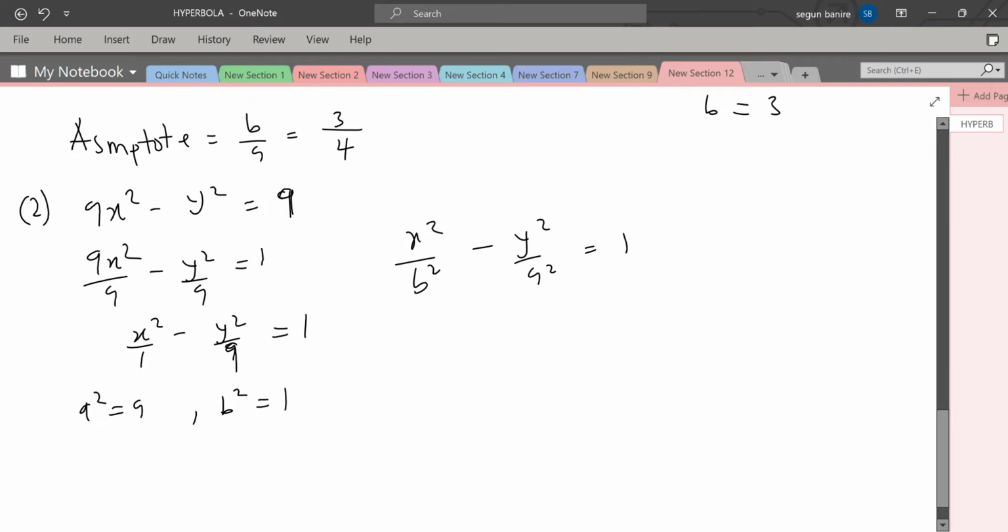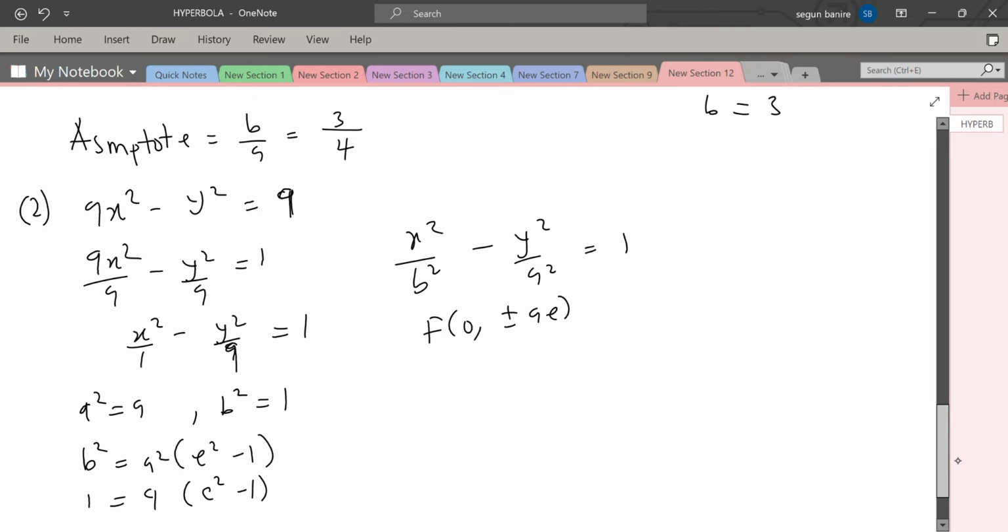So it's to tell you that the focus has shifted to the y-axis. Every other thing remains the same, just that the focus is now like this. So we are looking for e. b squared is equal to a squared into e squared minus 1. So b squared is 1, a squared is 9, e squared minus 1.